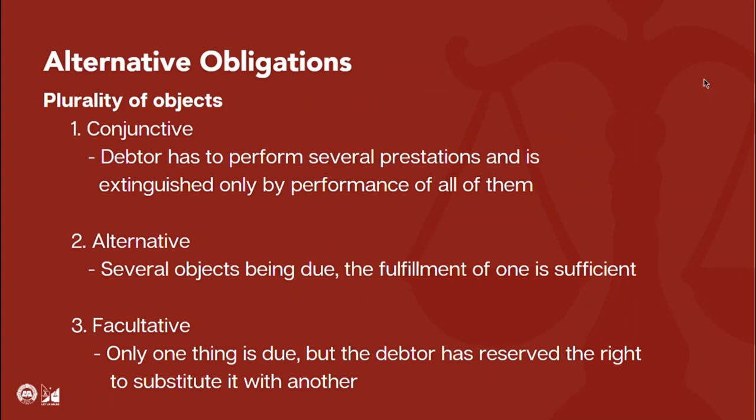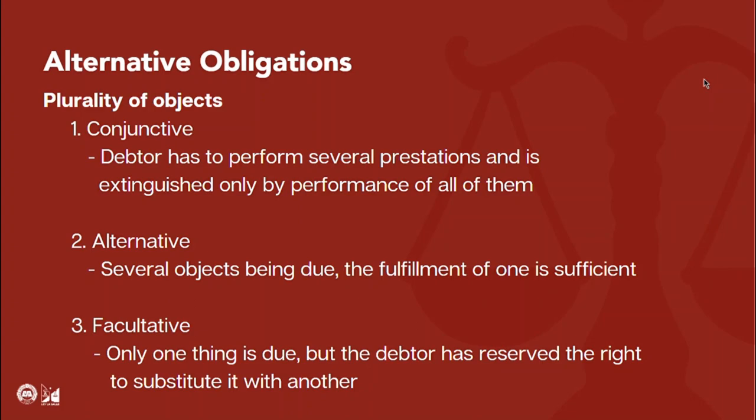The third kind of obligation is the alternative obligation, where we have a plurality of objects. The first one is conjunctive, where the debtor has to perform several prestations and is extinguished only by performance of all of them. Second is alternative, where several objects being due, the fulfillment of one is sufficient. Third is facultative, where only one thing is due, but the debtor has reserved the right to substitute it with another.